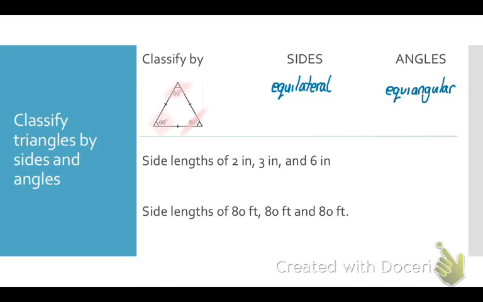Now on the next example, they just give us side lengths. They don't give us any information about angles, so that's all we can address right here. And our side lengths are 2, 3, and 6, which are all different lengths, so therefore this is a scalene triangle. Our next example says side lengths are 80 feet, 80 feet, and 80 feet. So all three sides are the same length. So this is an equilateral triangle.